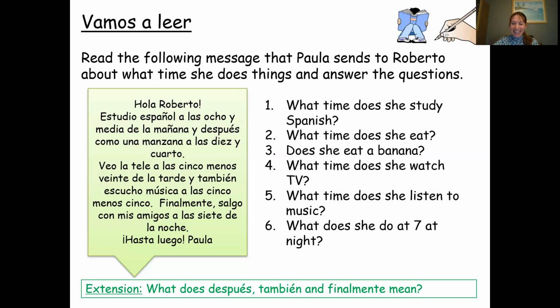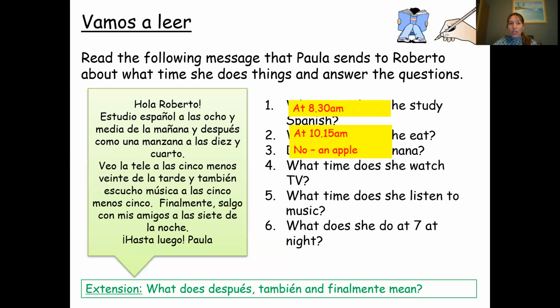Muy bien, excelente. Let's see how you got on. So, what does Paula say about what time she studies Spanish? She studies it at 8:30. So in the text it says estudio español a las 8:30. Question number 2, what time does she eat? The answer to that is 10:15. We know that because in the text it says como una manzana a las 10:15. Question number 3, does she eat a banana? No, she doesn't. She eats an apple.